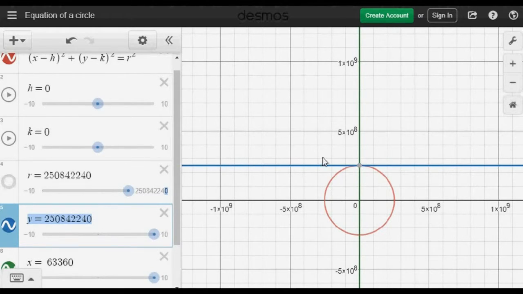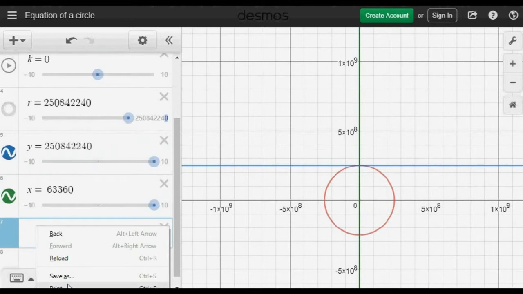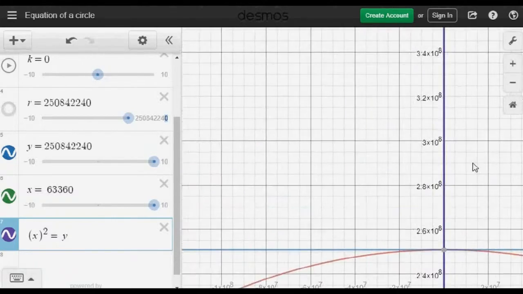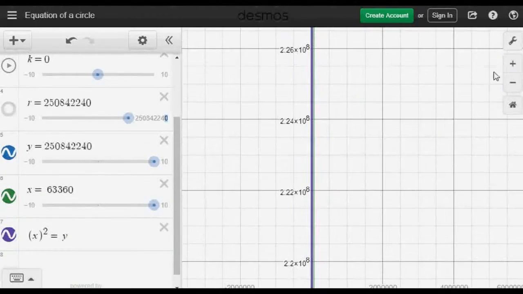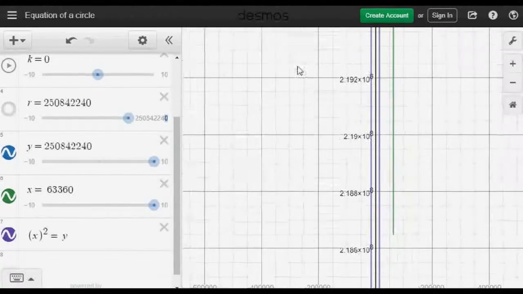We'll start with an equation for a parabola, all right? A parabolic equation, this is an example of one right here. That's x squared equals y, an example of a parabola. Since we're so far zoomed out, this is a really steep curve and it's hard to recognize, but if we zoom in here, we can see that it's a parabola.